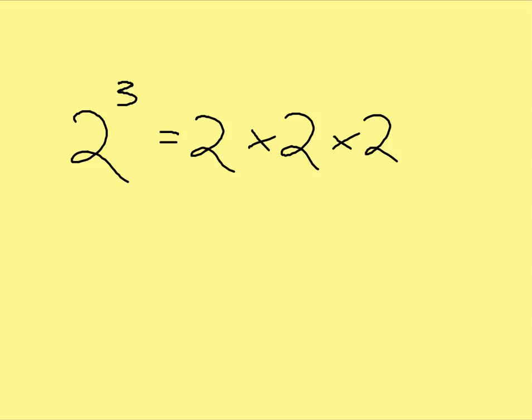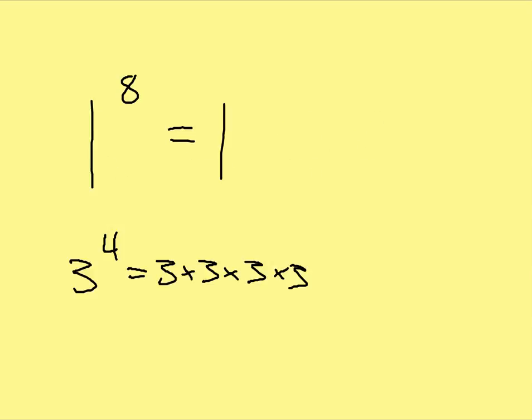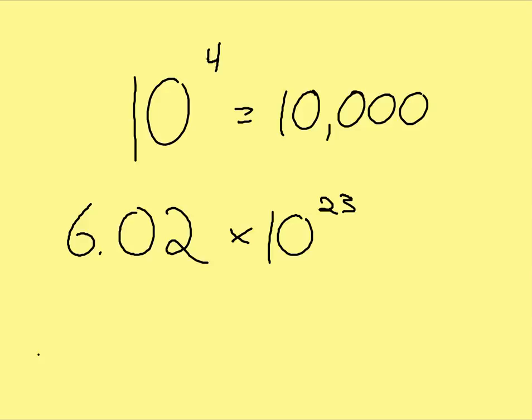We talked about exponents again, 2 to the third being 2 times 2 times 2. And we talked about 1 to the power of 8 is 1, not 8. It's a common mistake. Math teachers love to ask that one. 3 to the fourth is 3 times 3 times 3 times 3. So we did quite a number of little things.